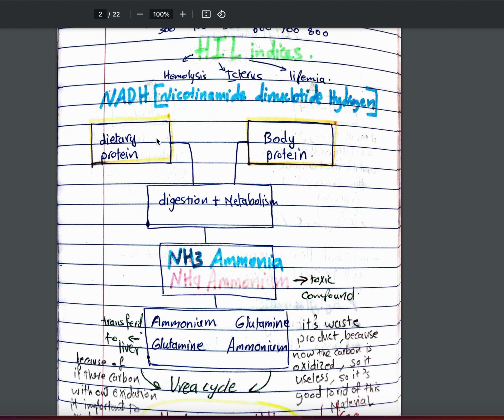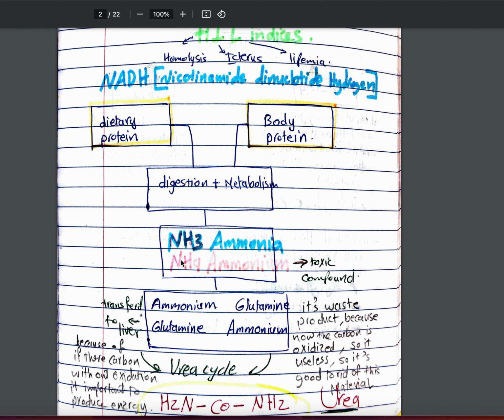So the first one is dietary protein, the protein that we take through the diet, and we have also the protein that is already present in our body. So we have two types of proteins, but the problem is not here. Both of them we digest. Digestion and metabolism happen, and that is due to the production of NH3, which is ammonia, and NH4, which is ammonium, and ammonium is a toxic compound. It's more toxic than NH3.